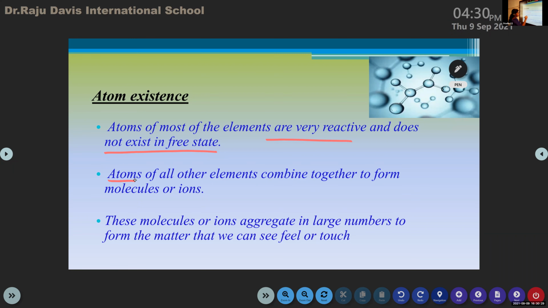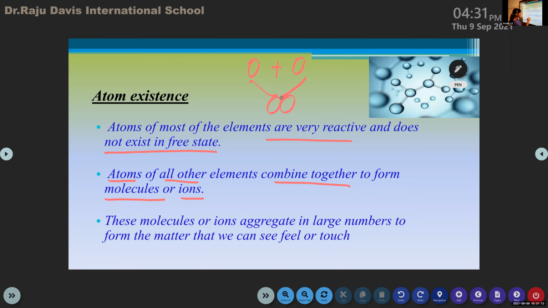So these atoms of all elements combine together to form molecules or ions. Certain atoms will combine together to form molecules. And sometimes ions will be formed. Ions means positive or negative charge along with the molecule. That is considered as ion. Clear, children? When two atoms combine together to form a molecule, along with that molecule, if there is one positive or negative charge, that is considered as ion.